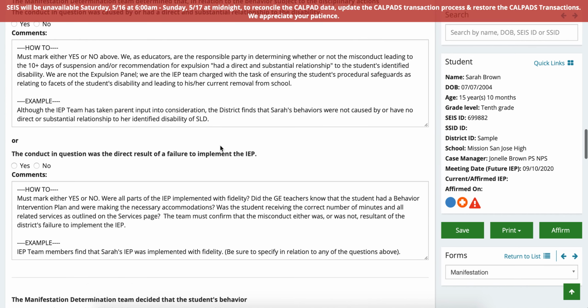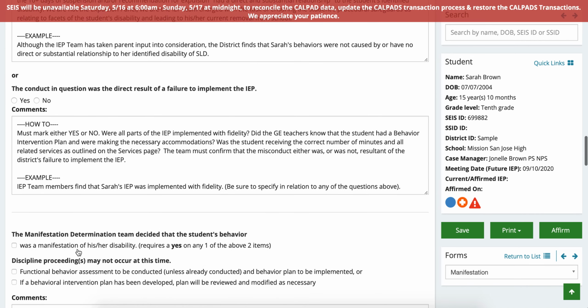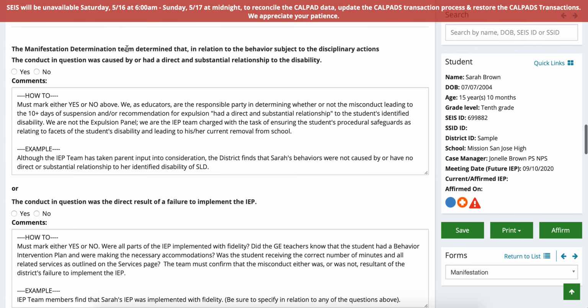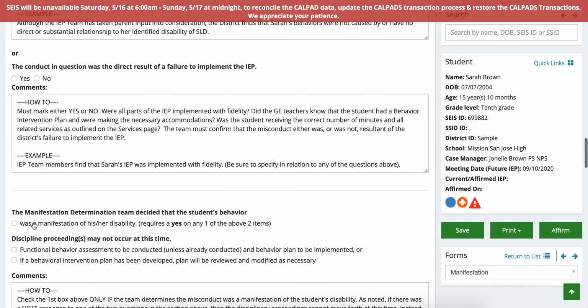As we get lower onto the page, it asks about the manifestation determination: team decided that the student's behavior was a manifestation of his or her disability. That means that requires a yes on one of the above two items. So if we mark yes on this first question or the second question about implementing the IEP, then it is a manifestation of his or her disability, okay?